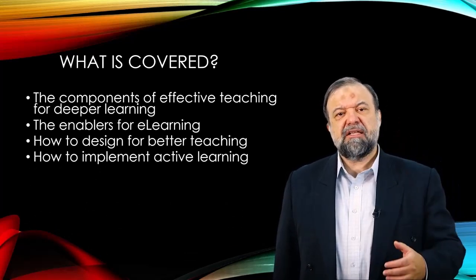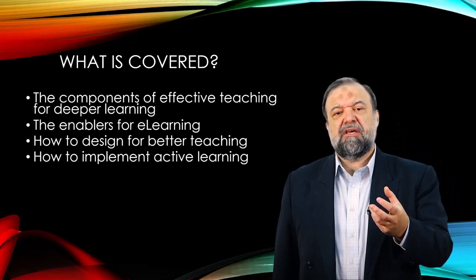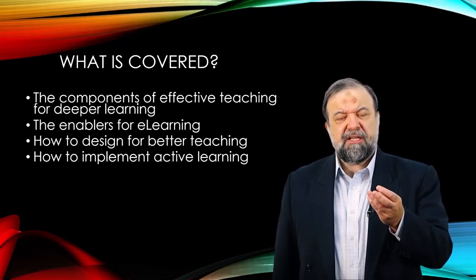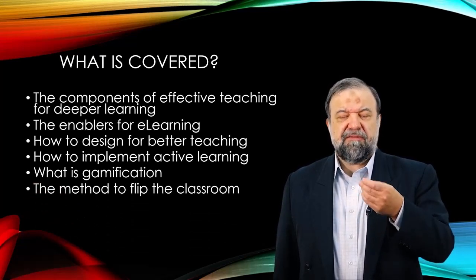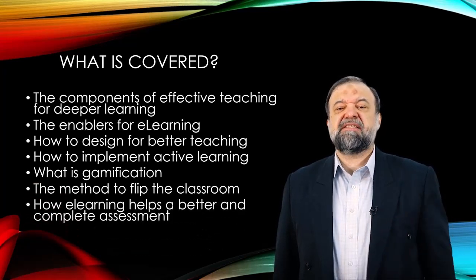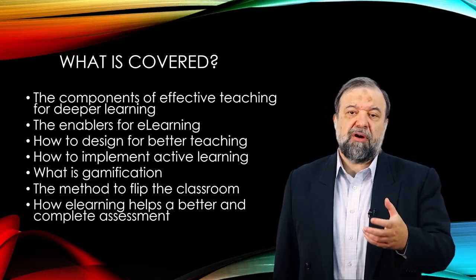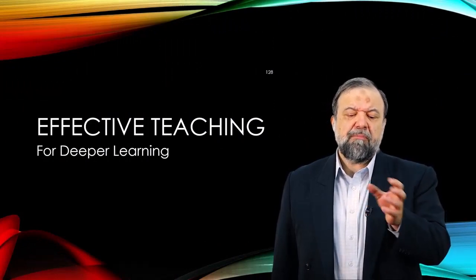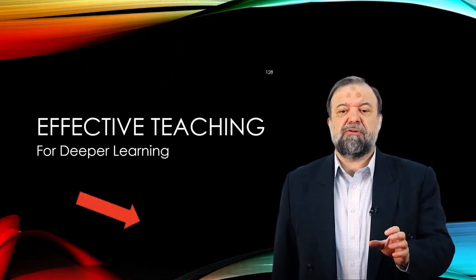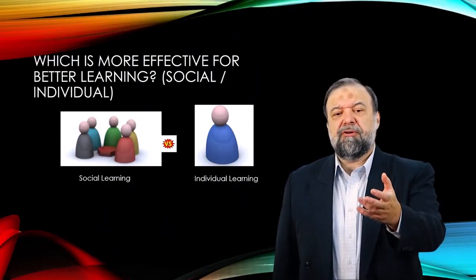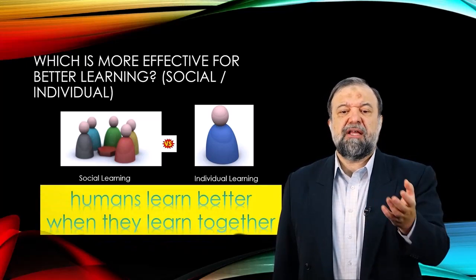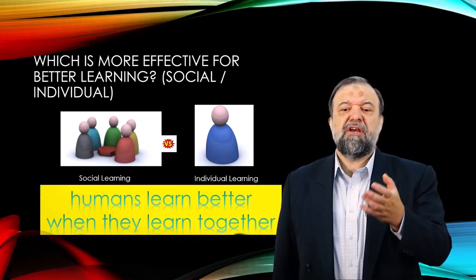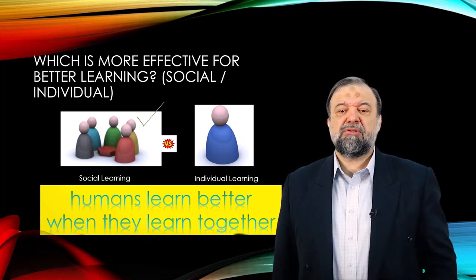Among all the things that we have mentioned about a better experience, I've selected 4 of them: active learning, gamification, flipped classroom, and assessment, that I talked more about in more detail. I tried to compare different scenarios 2 by 2. The first scenario: is it better to have social learning or individual learning? We know that humans learn better when they are together, so we select social learning.